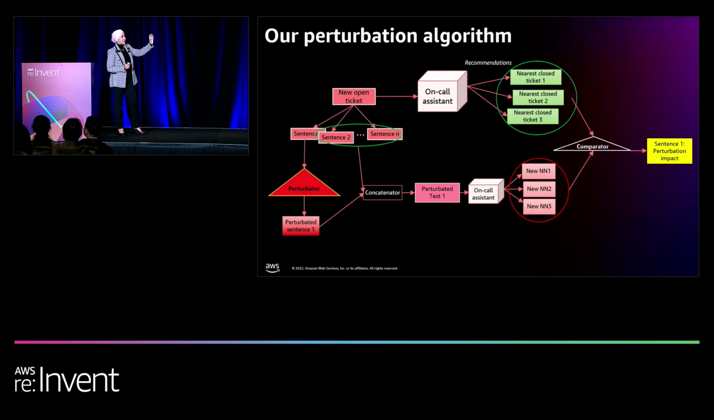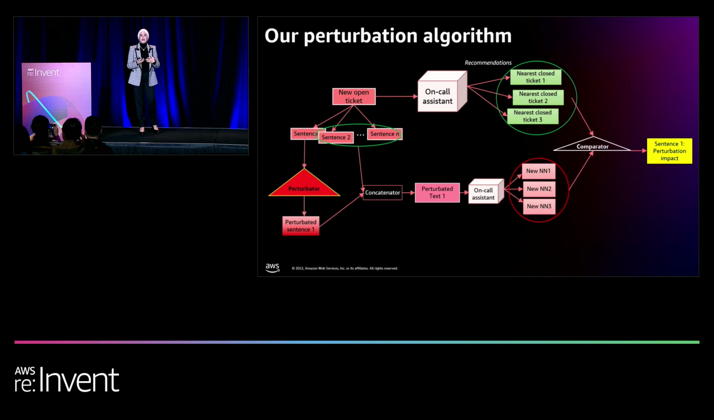What we do then is just concatenate this perturbed sentence number 1 with the rest of the sentences that were not perturbed. Now we get a perturbed text number 1, where the only perturbed sentence is the first one, and all the others are not perturbed. They are as original. We give it to the on-call assistant. We have 3 nearest neighbors. These may be different from the previous ones. What we would do next is compare and observe the differences we see. So comparing the results that we get if we have not perturbed anything with the results that we get when we have only perturbed the first sentence.